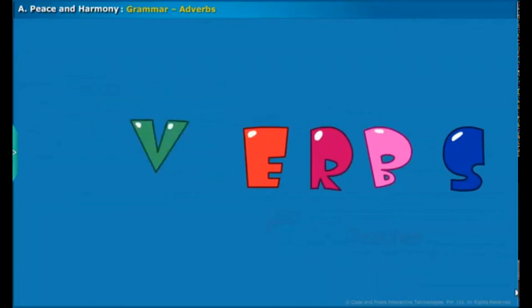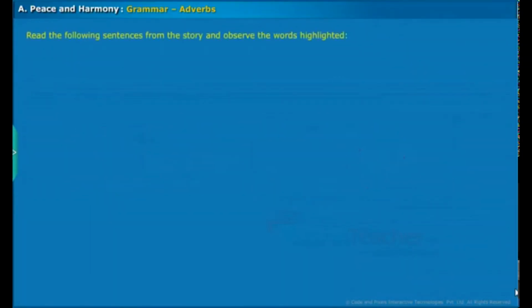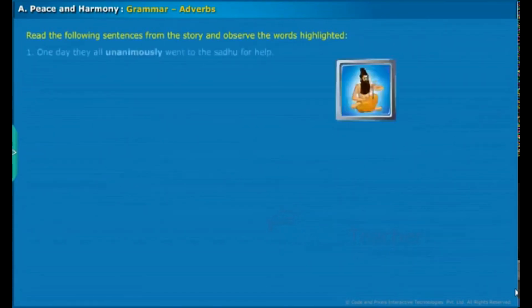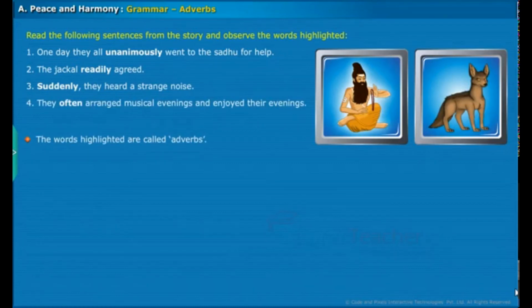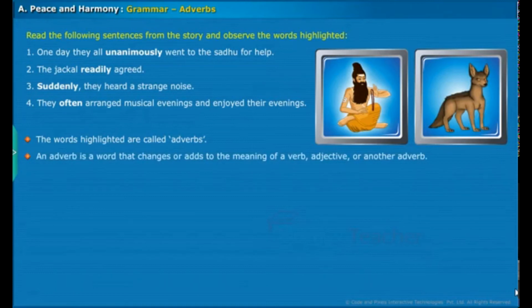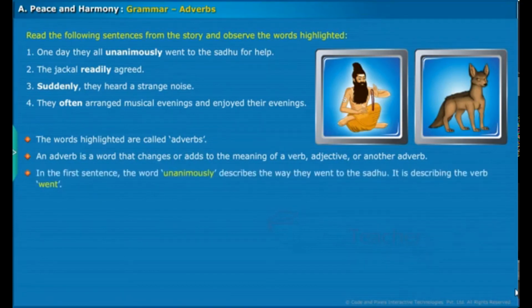Let us now learn about adverbs. Read the following sentence from the story and observe the words highlighted. The words highlighted are called adverbs. An adverb is a word that changes or adds to the meaning of a verb, adjective, or another adverb. In the first sentence, the word unanimously describes the way they went to the sadhu. It is describing the verb went.